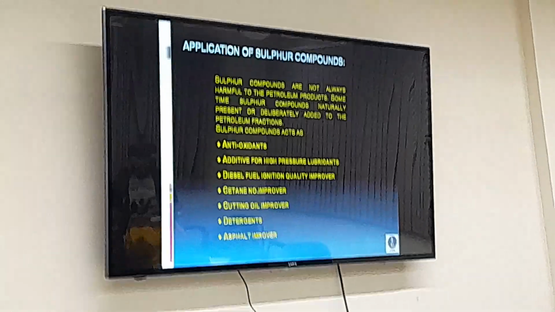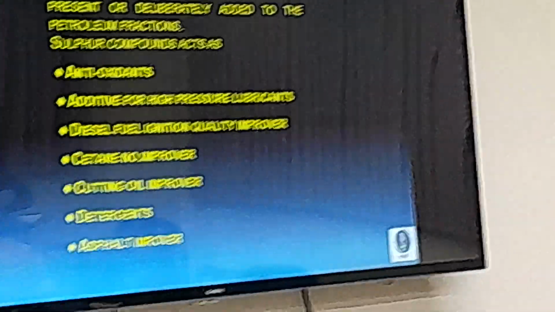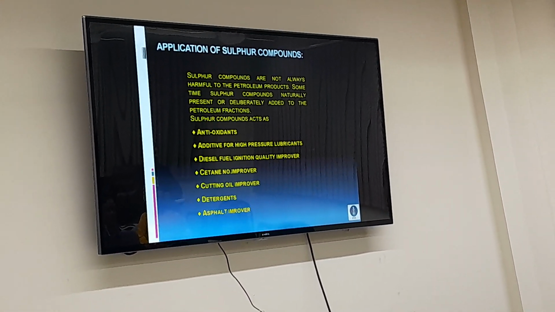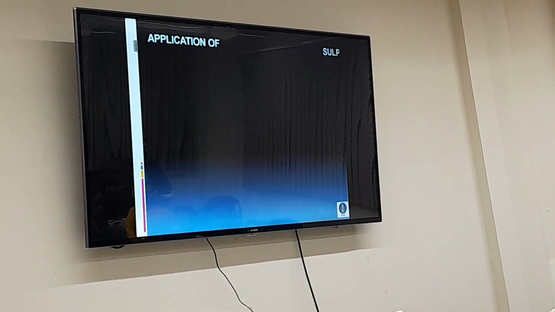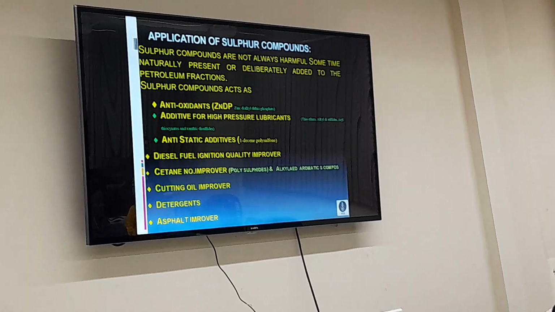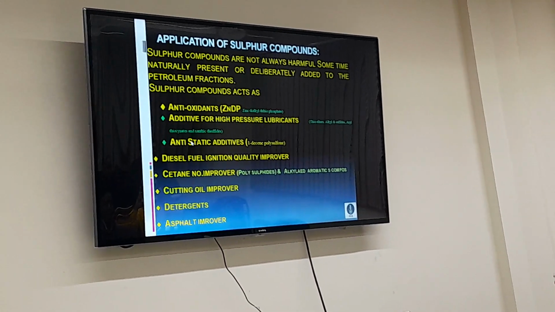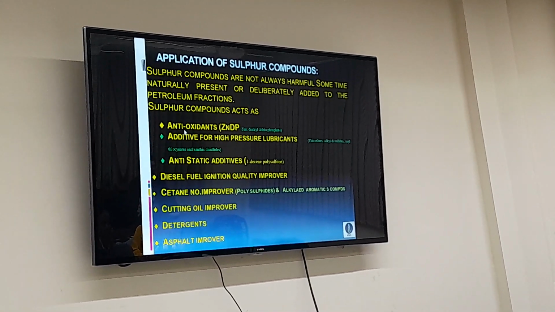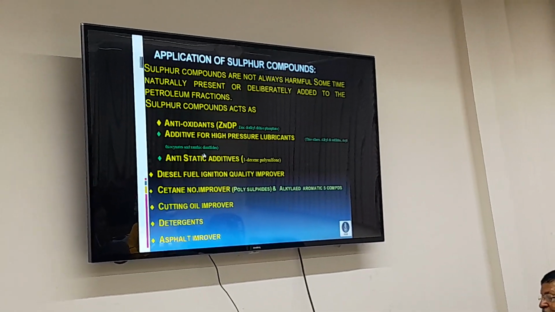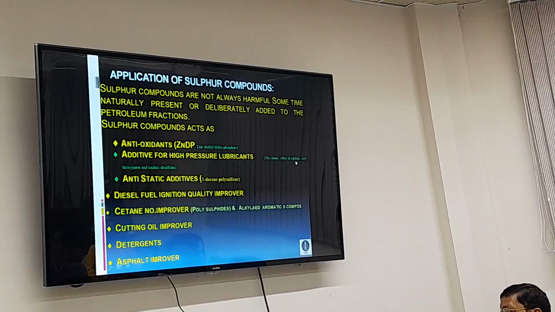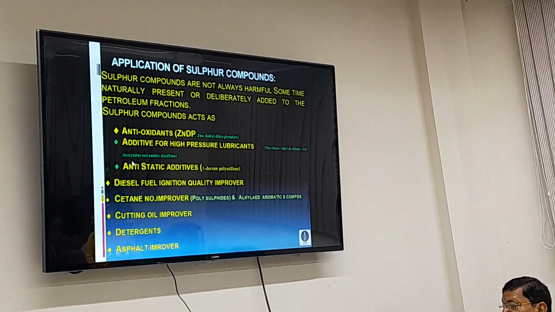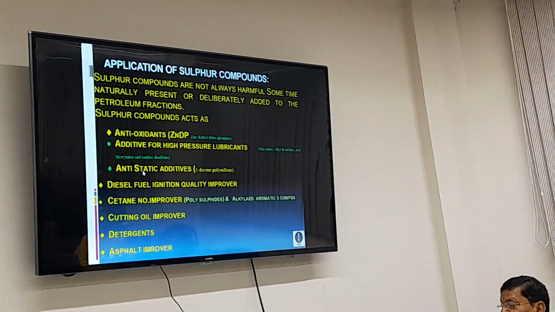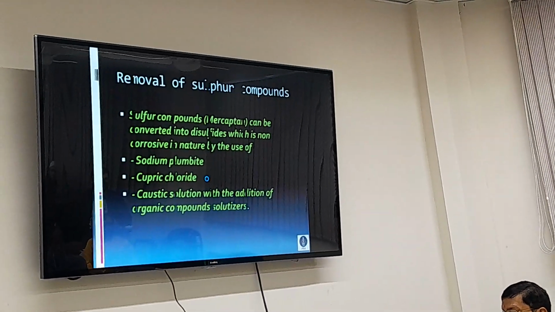Additive for high pressure lubricant, diesel fuel ignition quality improver, cetane number improver, cutting oil improver, detergents and asphalt improver. See some of the compounds I have given over here. ZDDP, zinc diethyl dithiophosphate, used as antioxidants in lubricating oil. Additive for high pressure lubricant: thioethers, alkyl disulfides, aryl thioethers, anti-xanthic disulfides, used as additive for high pressure lubricant. Anti-static additives, 1-decene polysulfone.